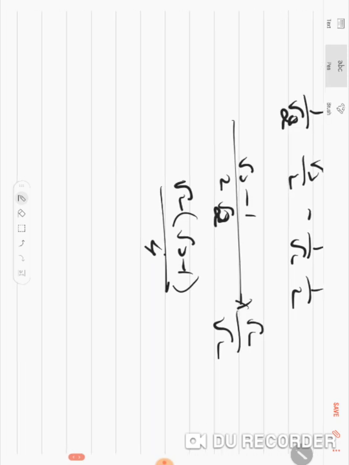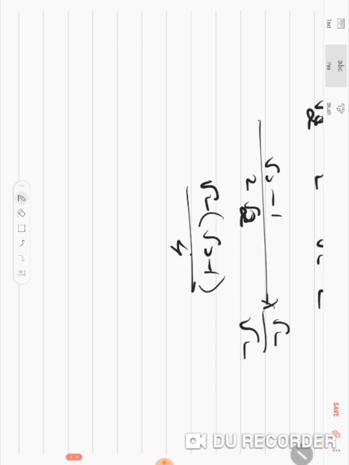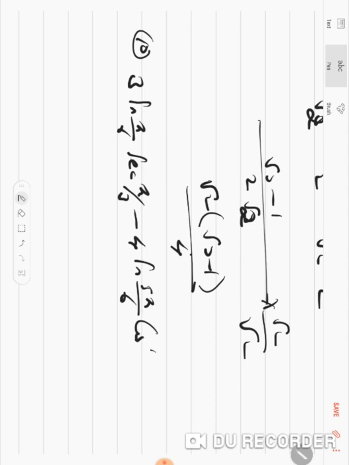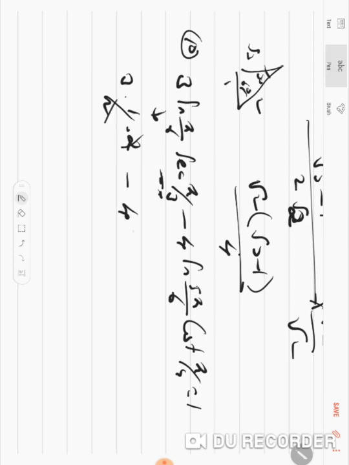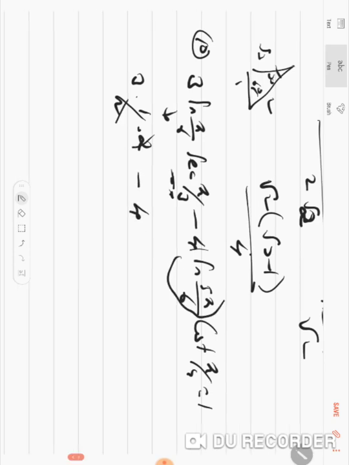So next is 10th sum. Prove that 3 sin pi by 6 secant pi by 3 minus 4 sin 5 pi by 6 cot pi by 4 is equal to 1. Sin 30, 60. Sin 30 is 1 by 2, secant pi by 3, pi by 3 is 60 degree, cos 60 is 1 by 2, so secant 60 is 2, so 2 and 2 get cancelled, minus 4 into, what is sin 5 pi by 6?